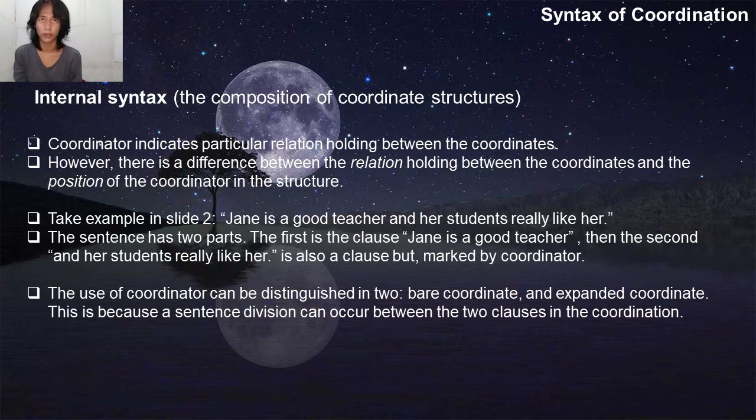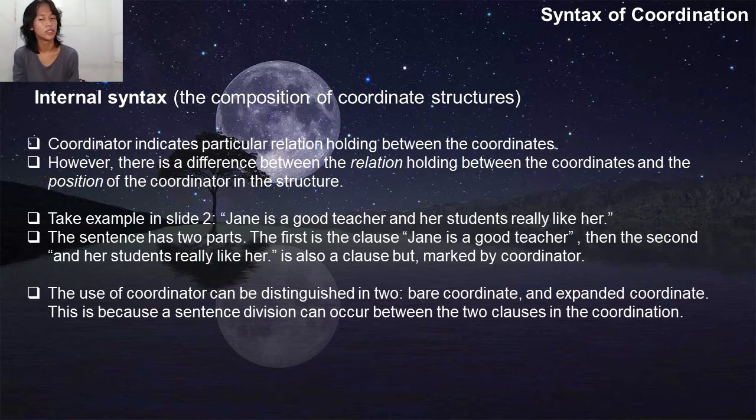To make it clear, let's see the example from slide 2. Jane is a good teacher, and her students really like her. This sentence, as I said before, has two parts, so they can be split. The first is a clause: Jane is a good teacher. The second one, and her students really like her, is also a clause, but it is marked by the coordinator, which is and.